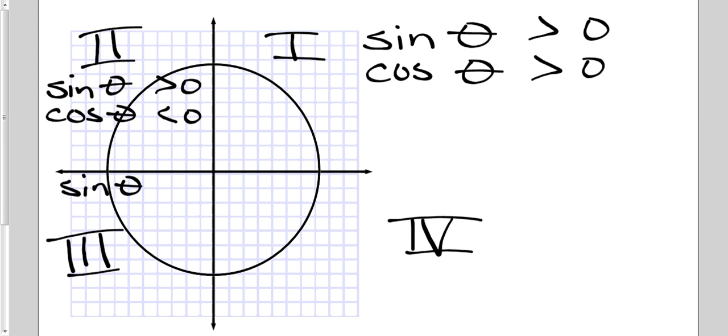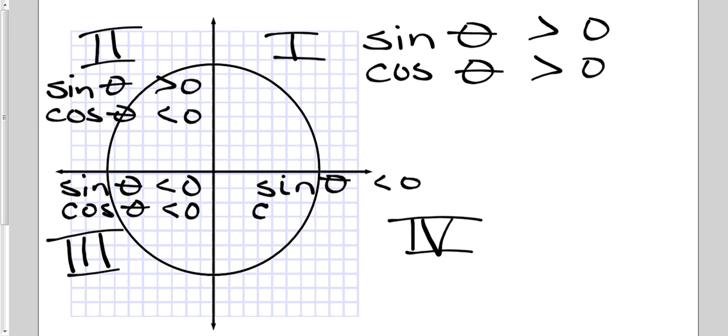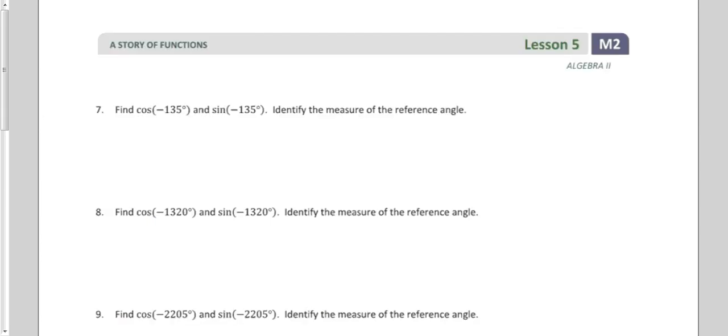So sine theta is less than 0 and cosine of theta is less than 0. And in the fourth quadrant, sine of theta is less than 0, but cosine of theta is greater than 0. So depending on which quadrant we fall into, that tells me whether it's positive or negative, okay? So let's use this understanding for this one. Find cosine of negative 135 and sine of negative 135.